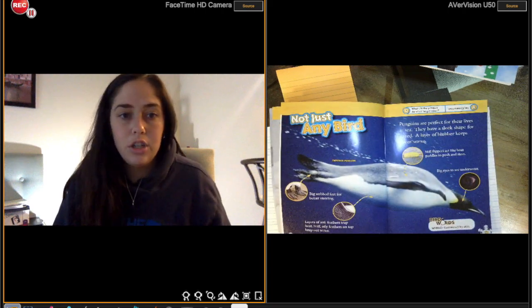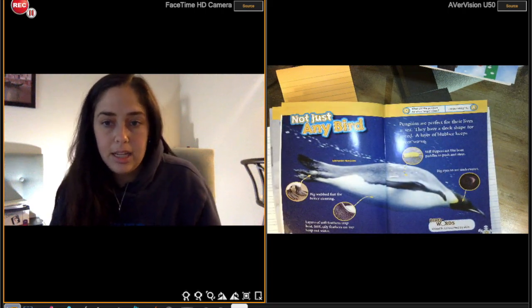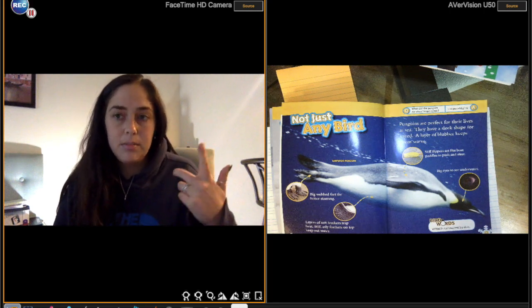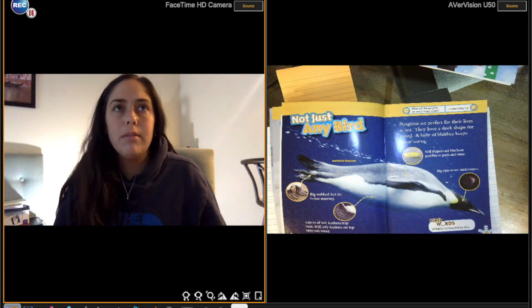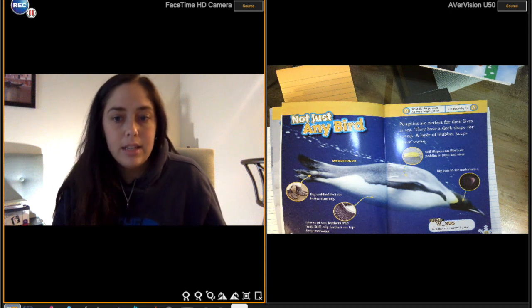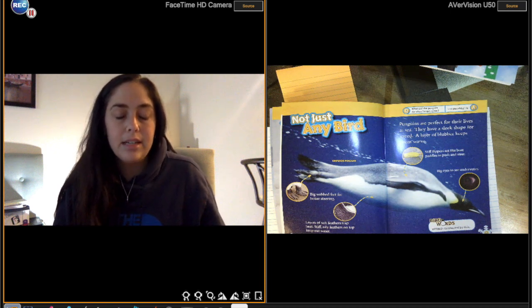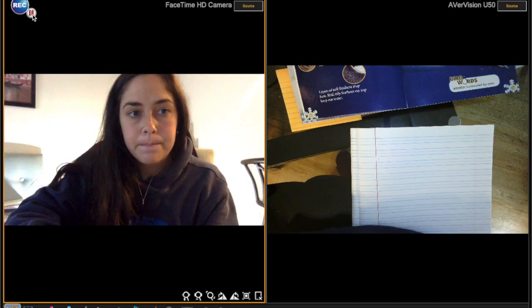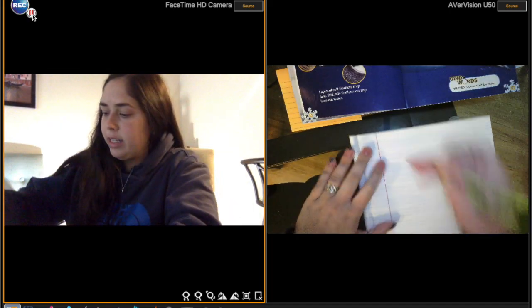So what I'm going to do is I'm first going to read this whole entire page, and then I'm going to be thinking to myself as I go, what are the most important parts on this page that I really need to write down so I remember, because they're super important for me to learn and teach other people about the penguin's body. So I'm going to go ahead and read that, and then I will be right back so I can take notes.